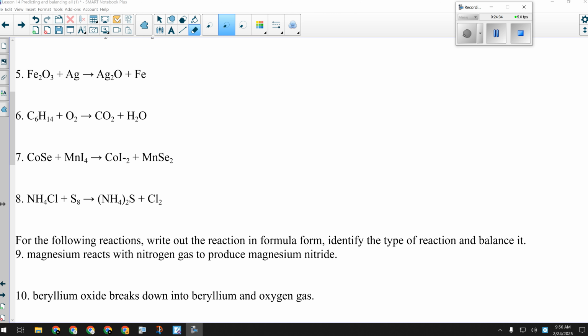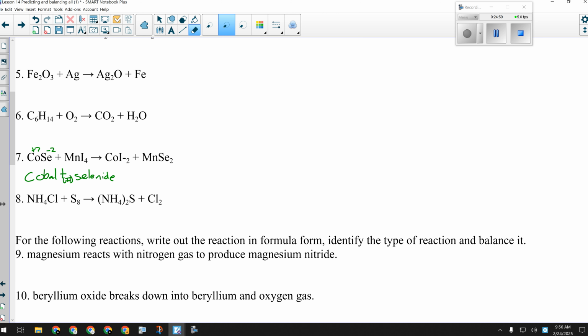All right, so for number 7, Co is cobalt, and it is with selenium, so it's cobalt selenide. But does cobalt have more than one possible charge? Selenide is a -2. Cobalt can be a 2+ or a 3+. In this case, because they're 1 to 1, it must be the cobalt with the 2+ charge.